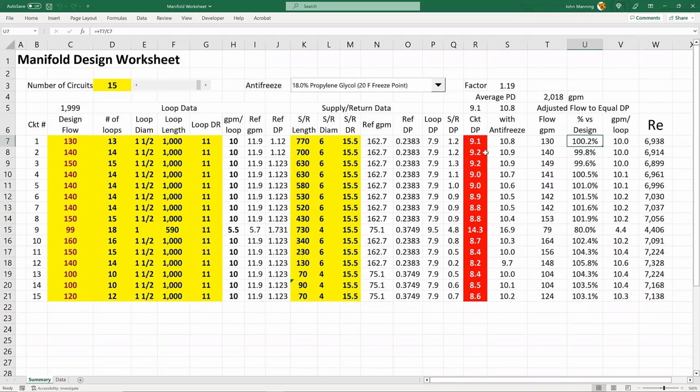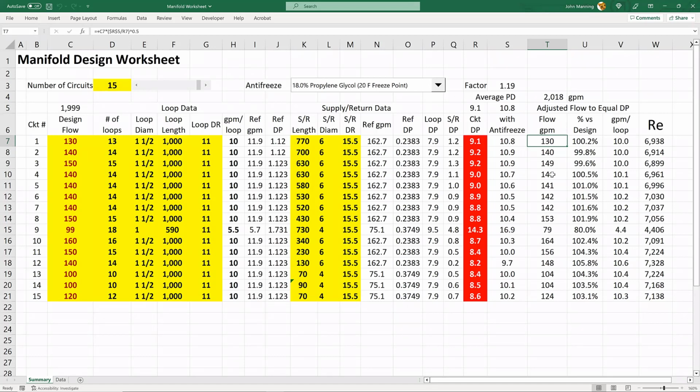So this gives us a starting point, but what we have to do is adjust the flow, recalculate a flow rate that would make every circuit have an equal pressure drop. And the way we do that, we look at the average pressure drop of all these calculated pressure drops. And now we're going to calculate a flow rate based on achieving that 9.1 feet of head pressure drop. And it's sort of the reverse of the other, that simple formula. We solve for flow rate based on a known pressure drop of 9.1.